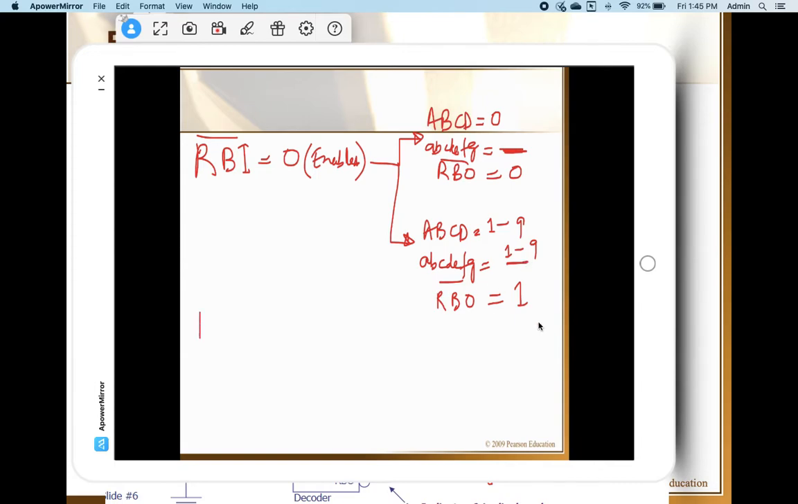Now the other situation is that RBI, which is low enabled, is actually 1, which means that it is disabled. This feature is disabled. So in this particular scenario, again the same thing will happen. I can simply point to the same thing. I don't have to write it all over again.